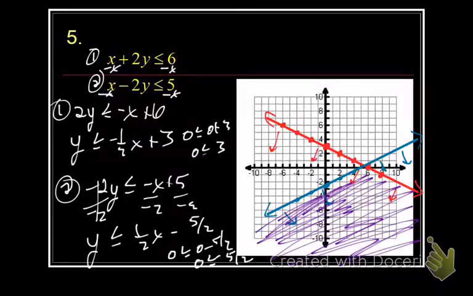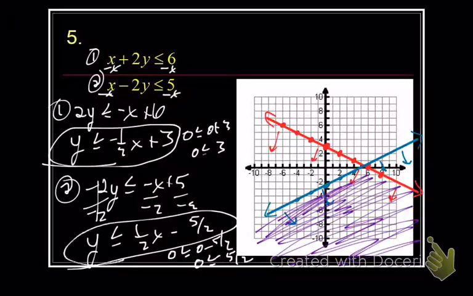Okay. Here's what number 5 should look like. When you get this into slope-intercept form, you should get this right here. y is less than or equal to negative 1/2 x plus 3. And for the second one, you should get y is less than or equal to 1/2 x minus 5/2. Now, the blue line over here is the one that corresponds to the second inequality.